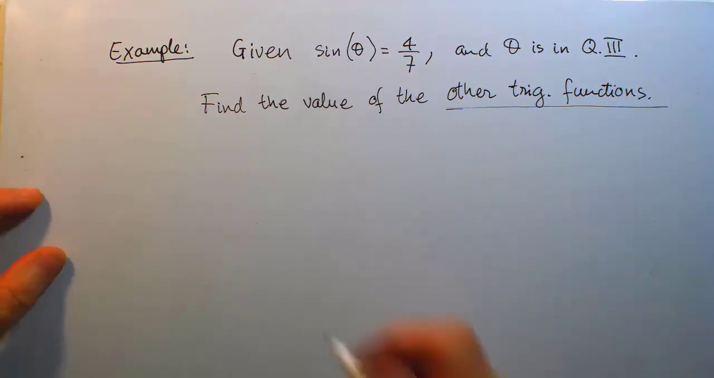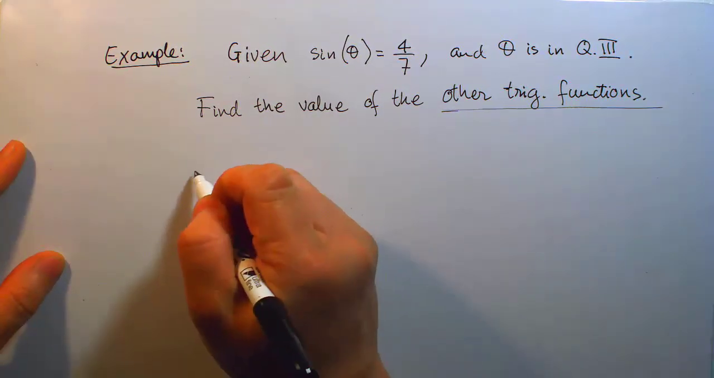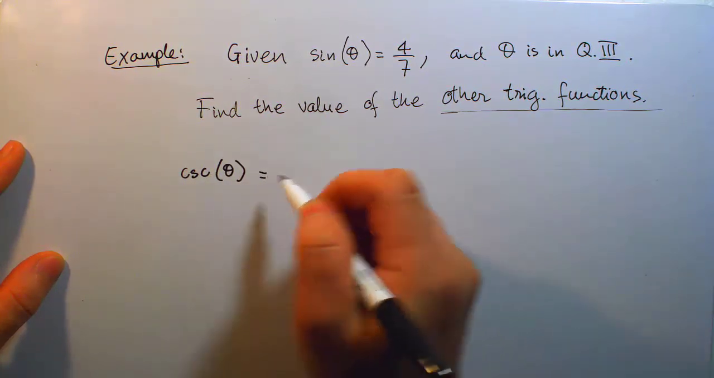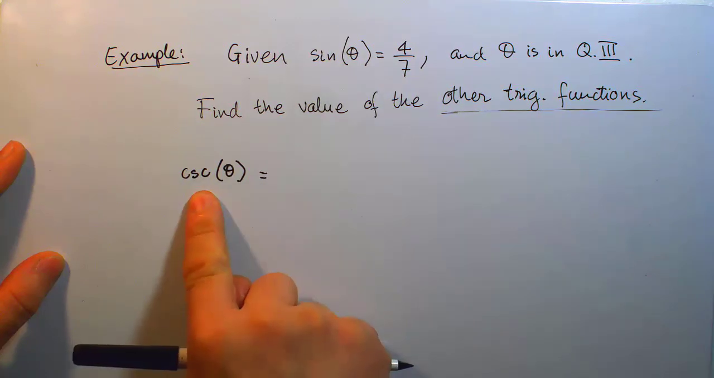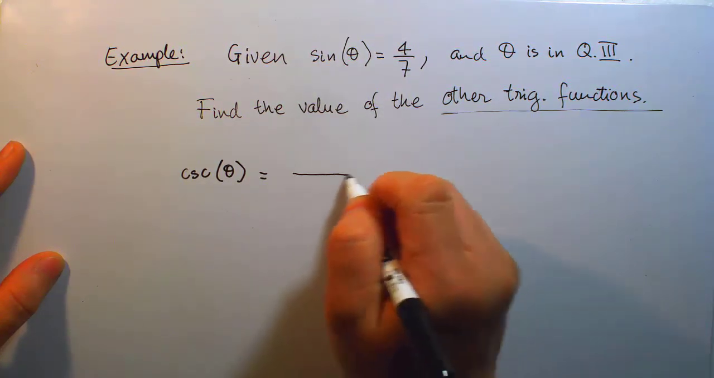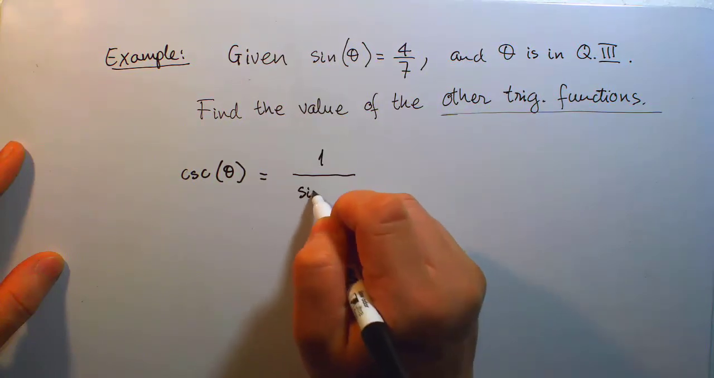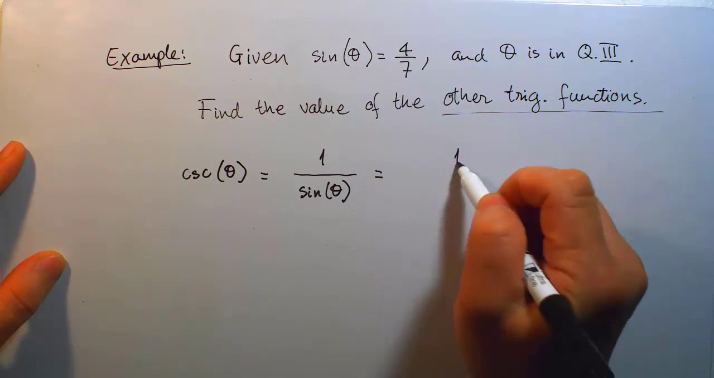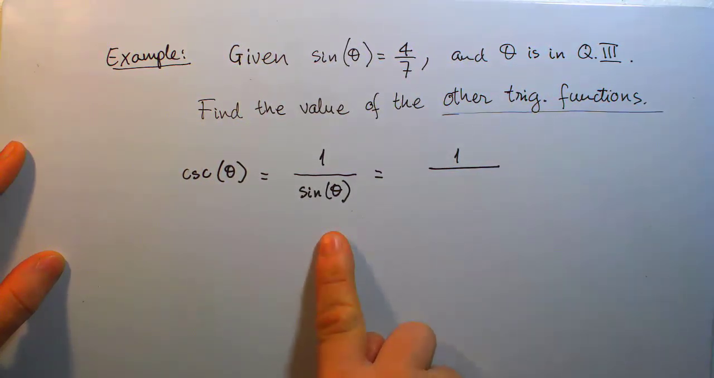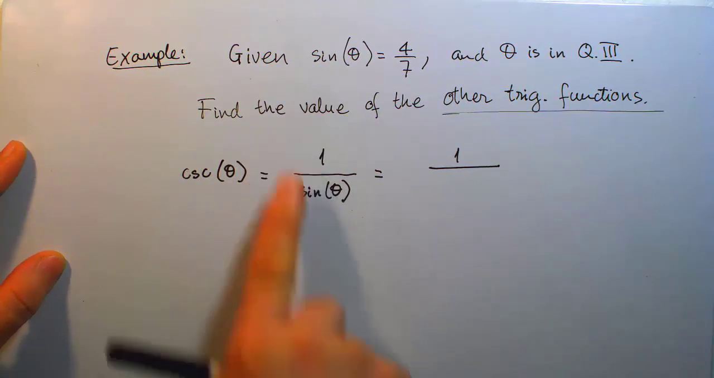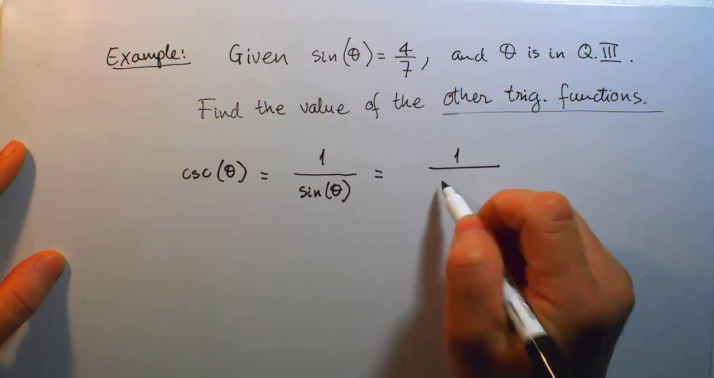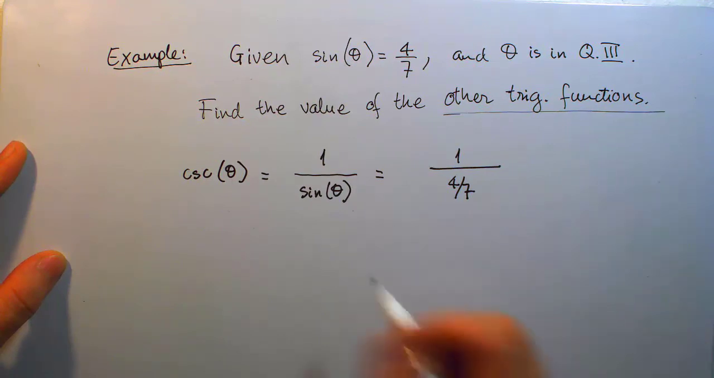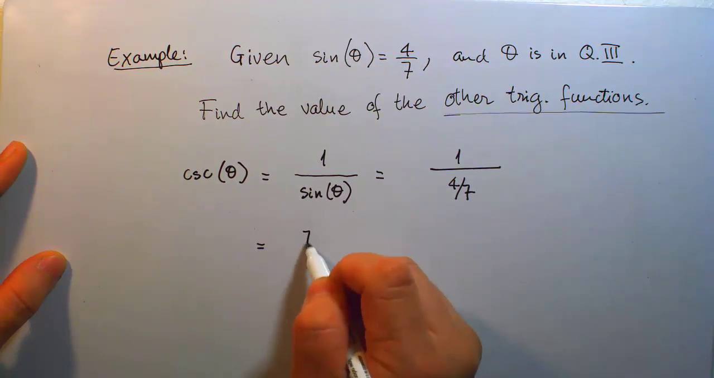Last one in this example, cosecant theta. Once again, cosecant of theta is defined to be the reciprocal, 1 over sine theta. So we don't even need to rely on the value of cosine that we found previously. Just simply 1 over sine theta. Your sine theta was given here, so it's 1 over 4/7. And that brings it down to 7 over 4, and we're done.